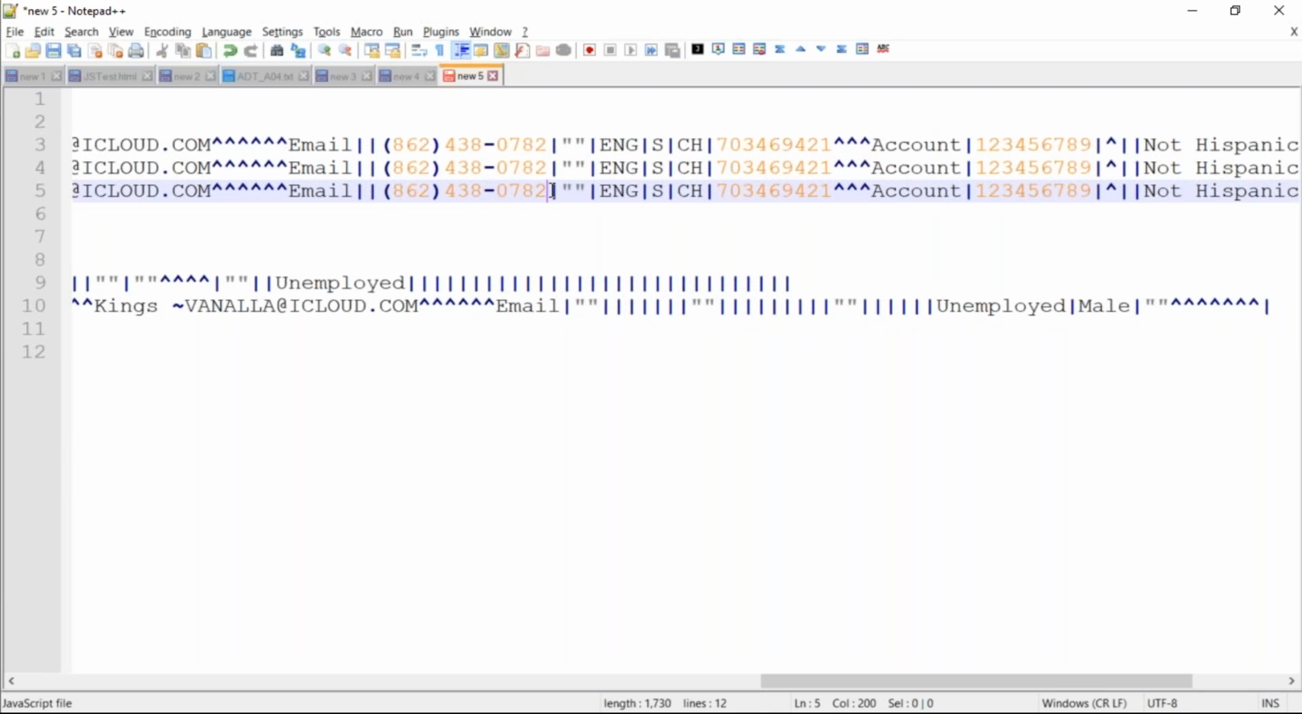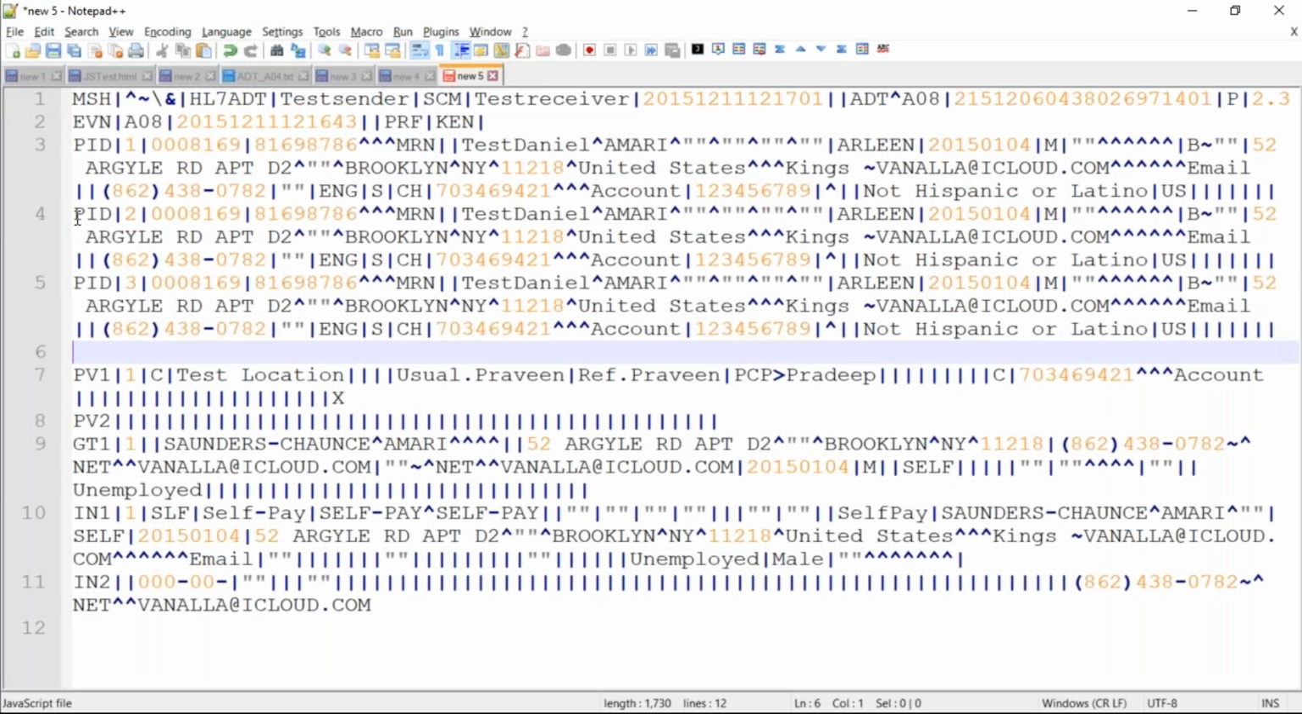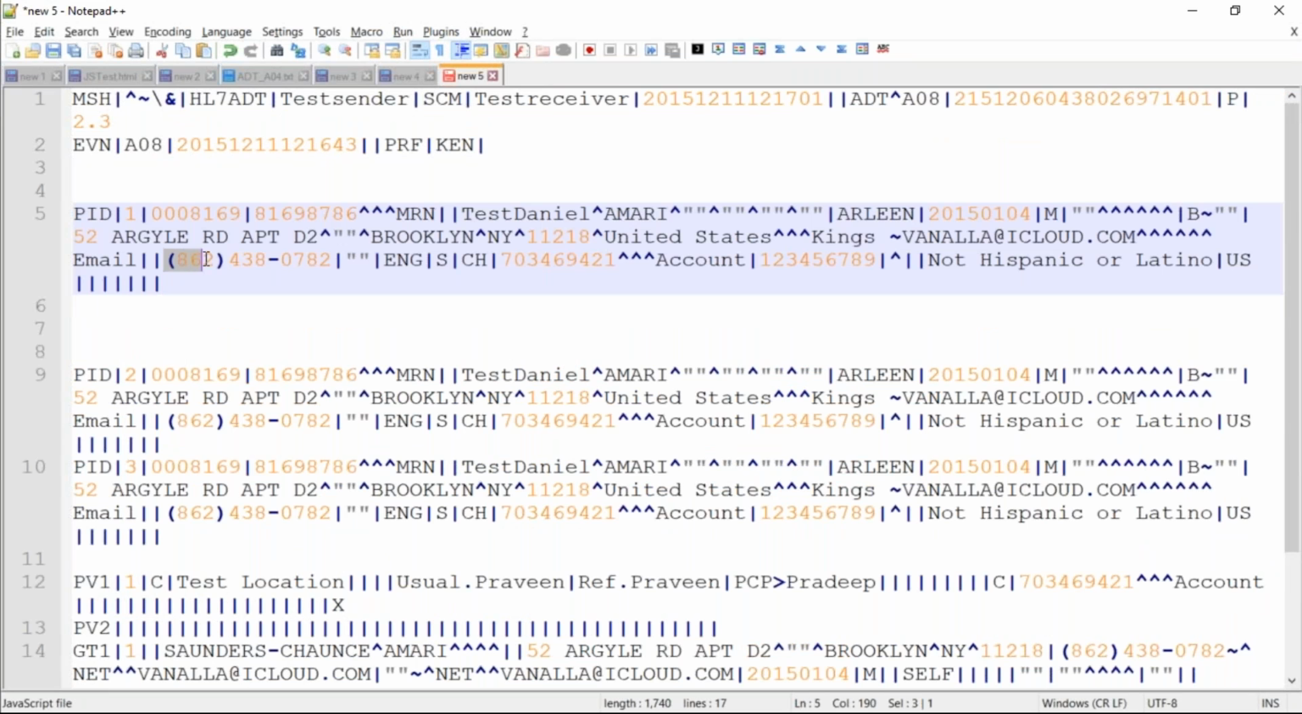What does that mean? This is PID 13, field number 13. So in PID 13, let me word wrap this. This is the PID segment, and this phone number field that you are seeing is PID 13. As I said, we have to send the patient phone number in this field. And if we have two phone numbers, then we add a repetition symbol in the HL7 message and then send the secondary phone number in that particular field itself.